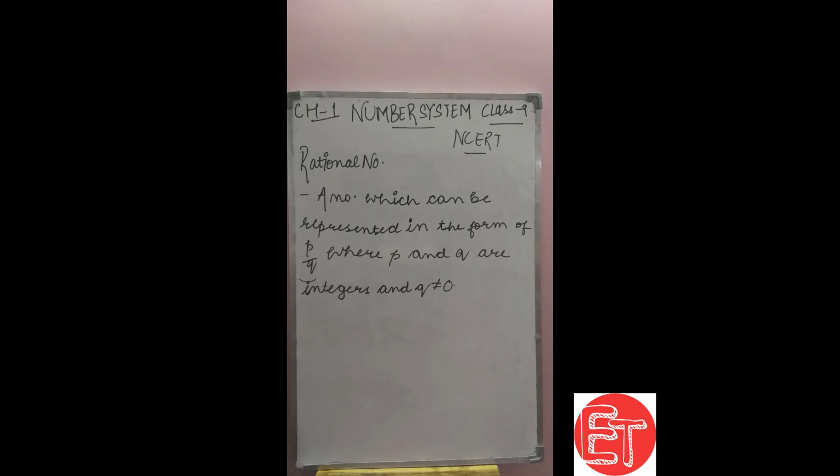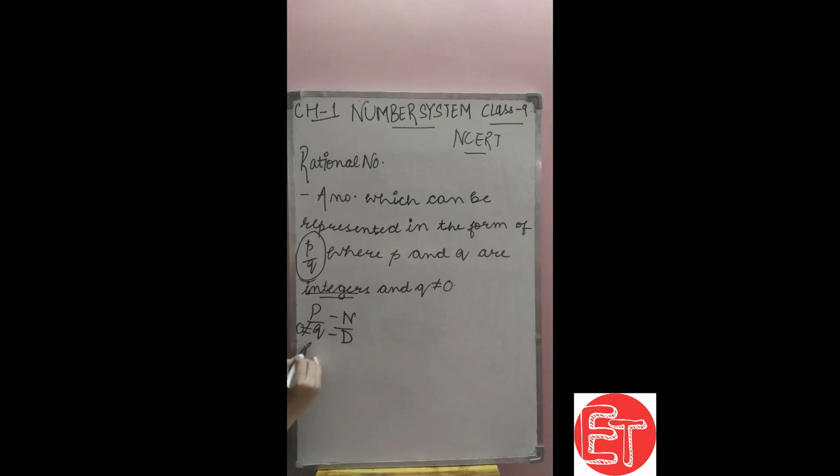A number which can be represented in the form of p by q, where p and q are integers and q is not equal to 0. It means a rational number can be any number which can be represented in the form of p by q, or you can say numerator over denominator. But there is an exception. What is that? In that case, p and q must be integers and q must not be equal to 0. It means that p can be 0 but q cannot be 0.